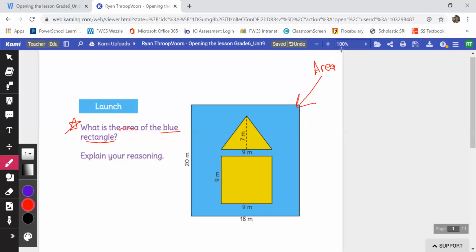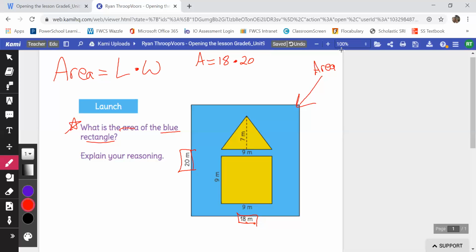So I see that this has a length of 18 meters and a height of 20 meters. So what do I do with those two numbers? Well, I know that area equals length times width. And so I have a length of 18 meters and I have a width of 20 meters. So I'm going to say my area equals 18 meters times 20 meters. And of course, you know that this is how area works. And so I'm going to do 18 times 20.